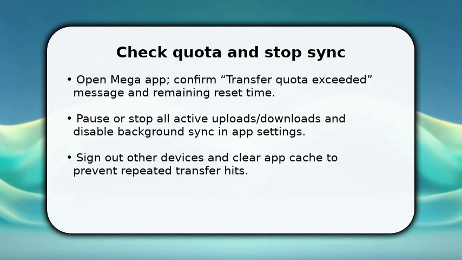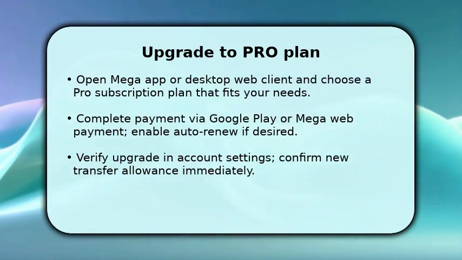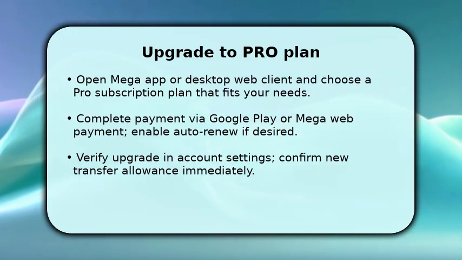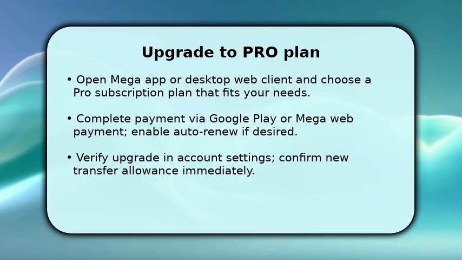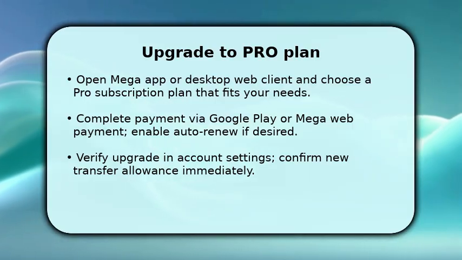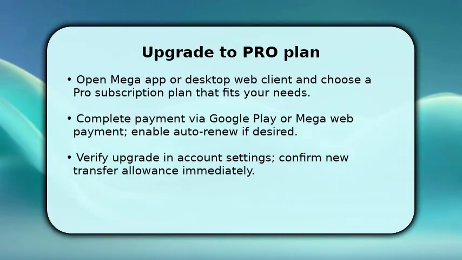Now you move to the decisive step, upgrading to a Pro plan. Open the Mega app or the Mega website and pick a Pro tier that matches your transfer needs because paid plans expand transfer allowance instantly. Complete the purchase through Google Play or the Mega web checkout and confirm the payment method. Once the upgrade is processed, check your account settings to verify the new transfer quota.